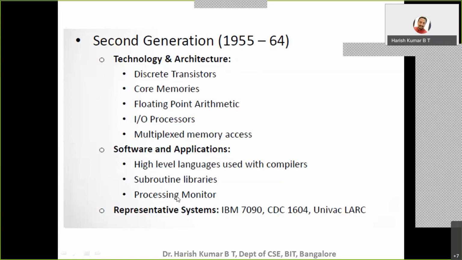And process monitoring. And examples for second generation computer systems are IBM 7090, CDC 1604. If you Google them, you will get the pictures of all those systems. You can have a look at how the systems looked at that time, 1955 to 64.